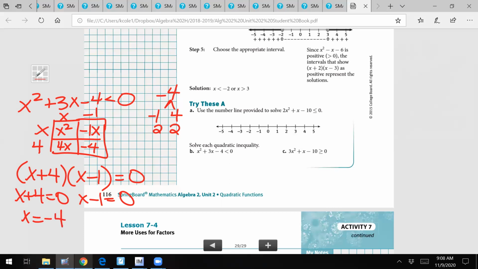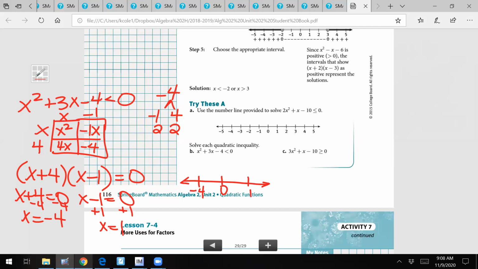Good, because you got to subtract 4 on both sides, so x equals -4. Then you have to add 1, so x equals 1. Those are our solutions. They didn't give you a number line, but you're going to draw a number line. Now, you want 0. Always put your 0. And then over here, we've got -4. Over here, we've got 1.